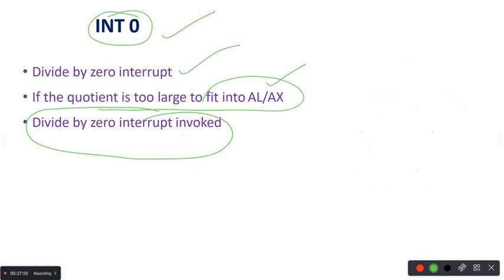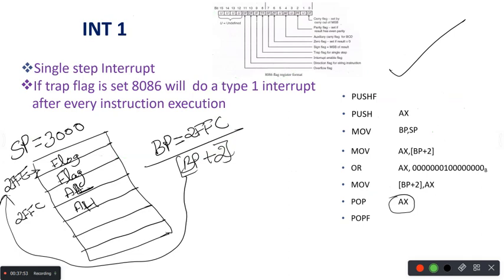Similarly, interrupt 1 is for single step execution. Whenever you press the F7 key when executing a program, it is every time executing interrupt 1. Interrupt 1 is the single step interrupt.